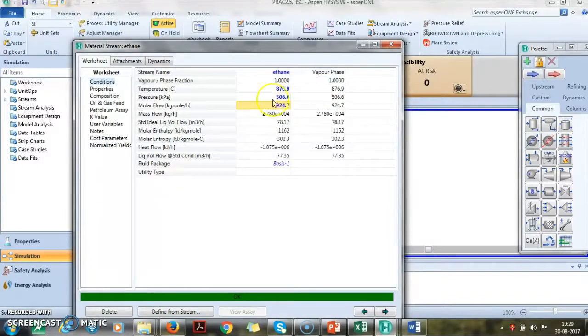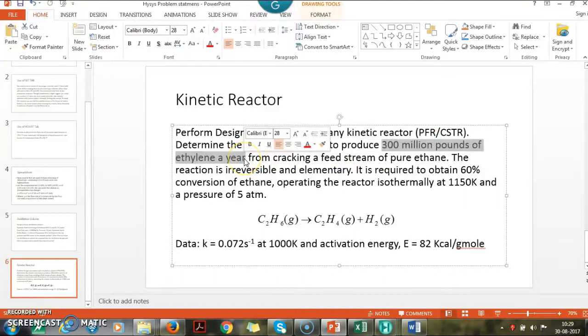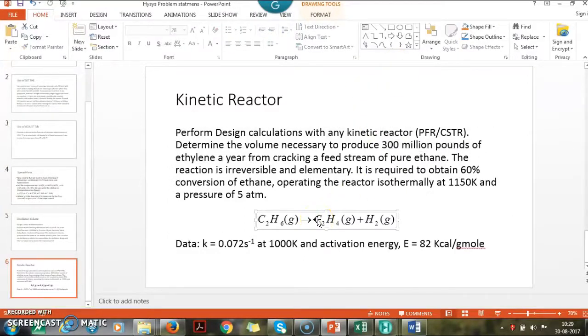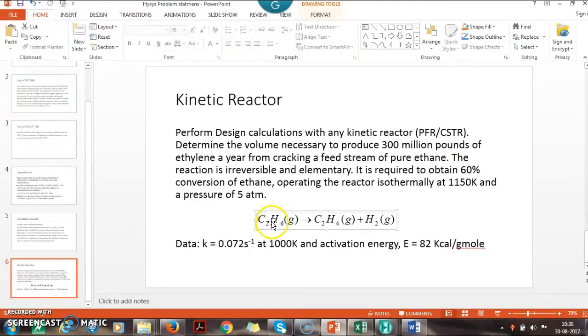This flow rate has been calculated based on the understanding that if I want to produce 300 million pounds of ethylene per year, I need to first find the production of ethylene per day, that is, dividing by the number of working days, maybe 330 or 335 because of some 30 days of shutdown, then by 24. That gives me the moles of ethylene produced per day and then per hour. Then that is to be divided by 0.6 because we require 60% conversion.